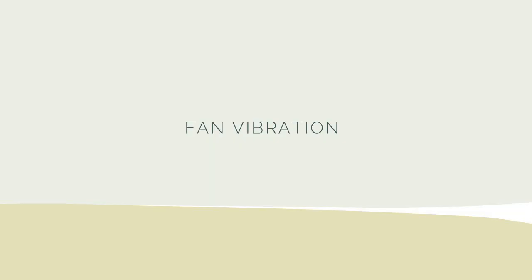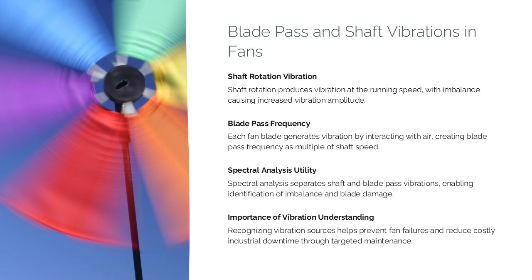Fan vibration: blade pass and shaft vibrations in fans. Fans provide an excellent example of complex vibration because they incorporate multiple vibration sources within a single assembly. The primary source is the shaft rotation, which generates a vibration at the running speed, or 1x, or 1 order frequency. If the fan is imbalanced, this vibration becomes more pronounced.